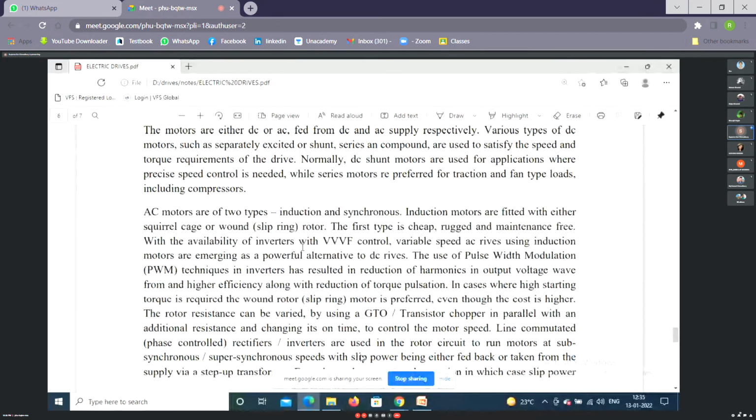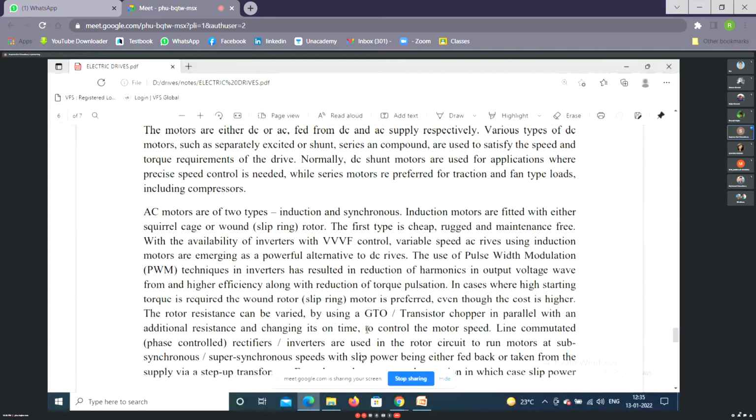Now, as I told earlier, nowadays DC motors with converters are being replaced by AC motors with their controllers. So for AC motors of large ratings, we have mainly two types: induction and the synchronous machine. Induction motors are fitted with either squirrel cage or wound rotor type. Now, the squirrel cage variety is very widely popular because it requires very little maintenance.